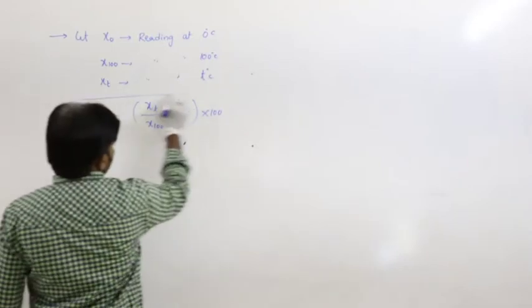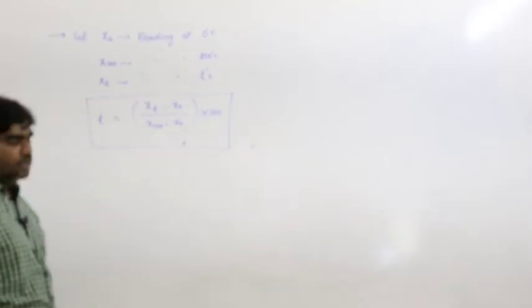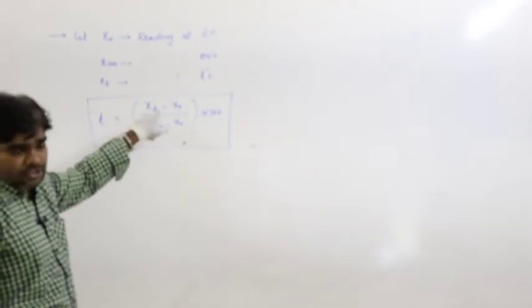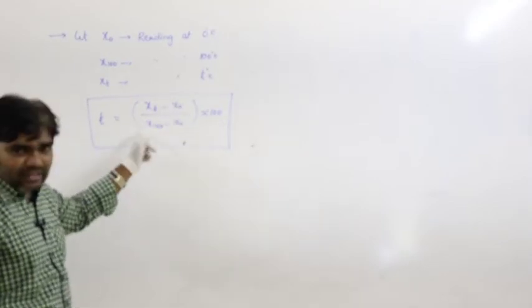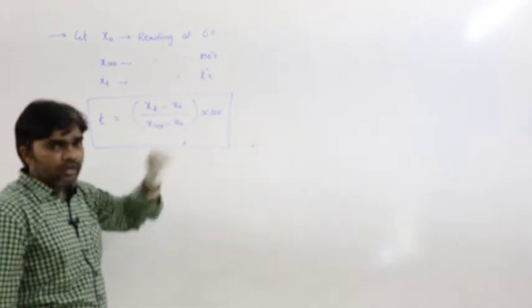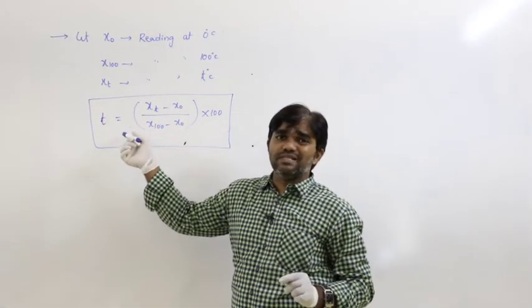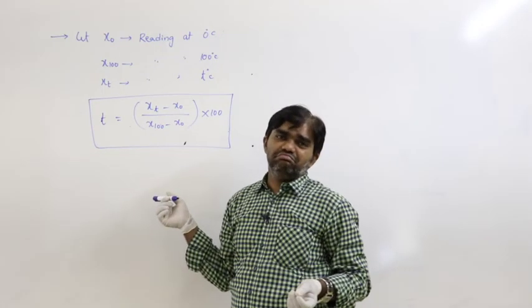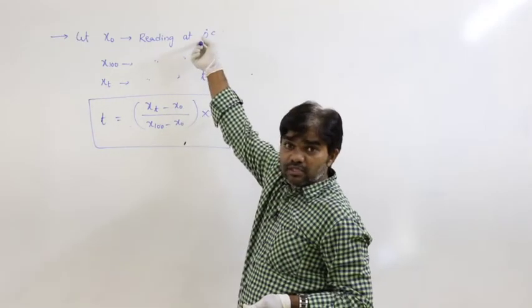This is the way to calculate the temperature by using any type of thermometer. Temperature can be written as reading at a particular temperature minus reading at 0, divided by reading at 100 minus reading at 0, into 100. Here the temperature must be on the Celsius scale, because the Celsius scale has 100 divisions.